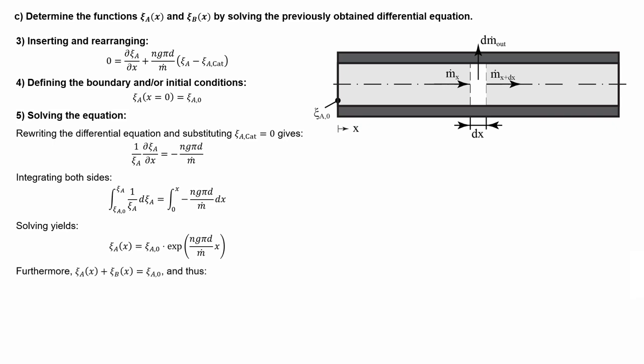Furthermore, at the inlet only component A was present, and component A is converted into component B. The sum of the mass fractions of A and B must be equal to the inlet mass fraction of component A. We can use this relationship and rewrite it to find the mass fraction of component B. Then we find this exponential function for component B. So by solving the differential equation and making use of the conservation of mass, we found two expressions describing the mass fractions of component A and B in the axial direction.